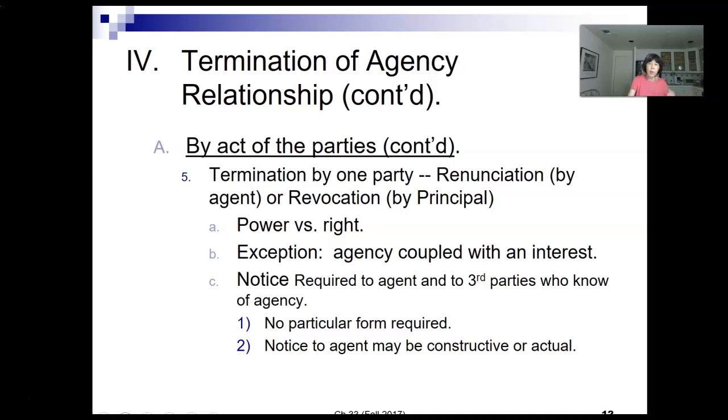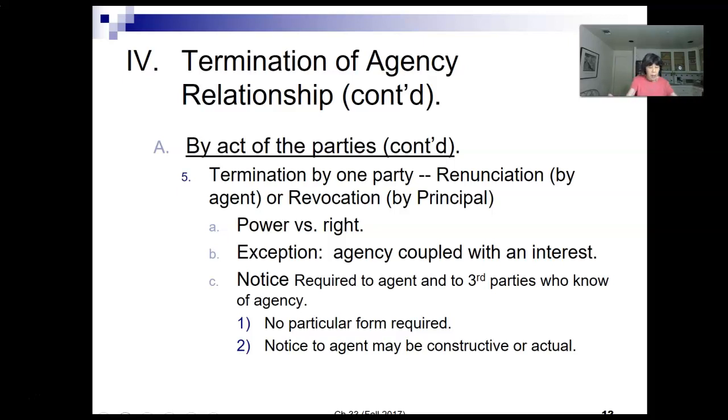So the thing is, you cannot terminate that arrangement with the pawnbroker until what? Until you have repaid the money that the pawnbroker has given you for the item. All right. So you see how it's an agency. You set up the pawnbroker as your agent, but it's coupled with an interest. The pawnbroker has an interest in your item, and you cannot terminate that until that interest is taken care of. All right. So that's an agency coupled with an interest.